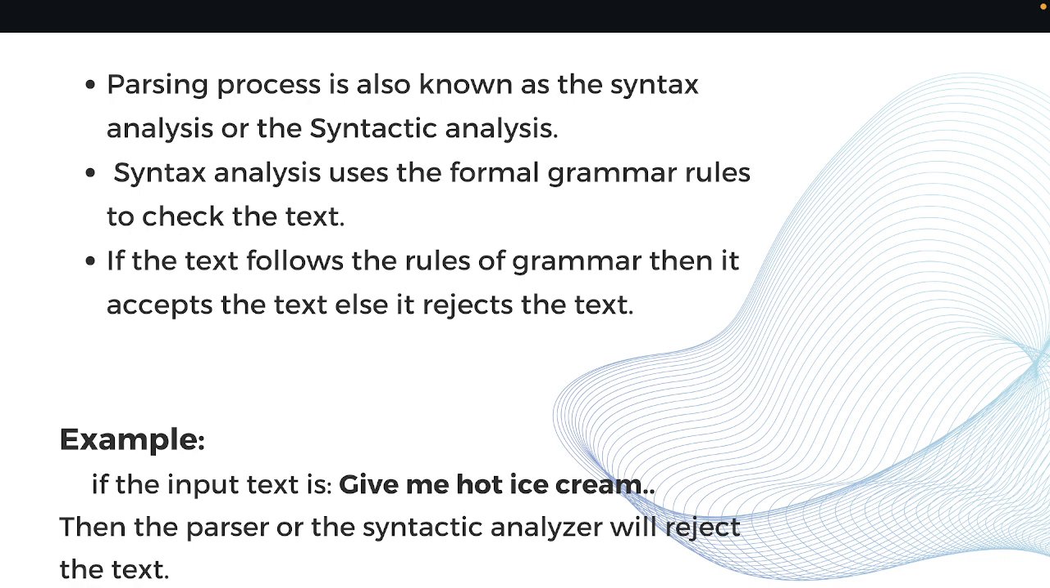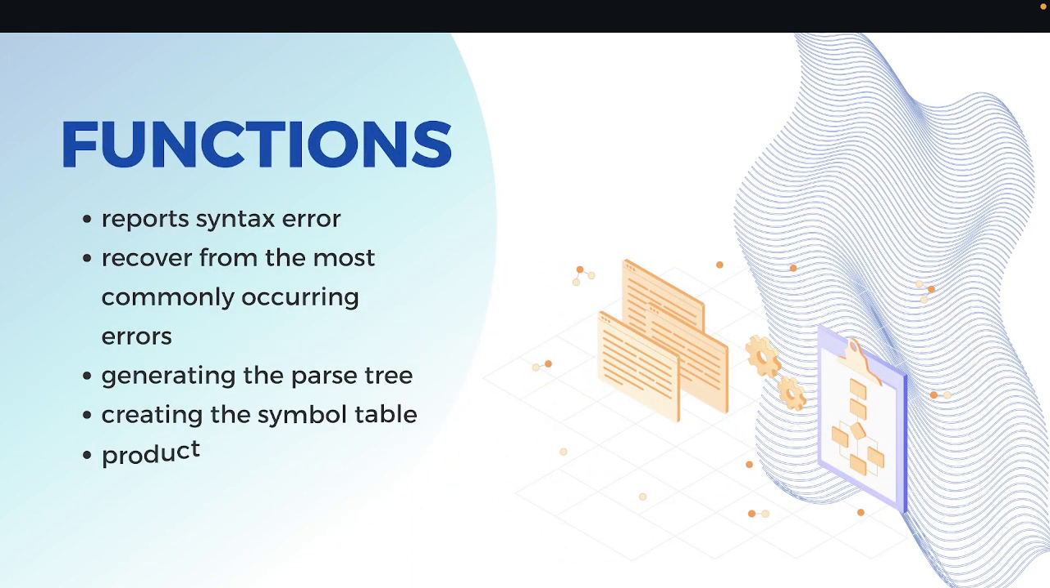So the formal definition of a parser is a component that processes and analyzes the input string of symbols and checks or confirms whether it is following the rules of the formal grammar or not. So we have completed what a parser is.